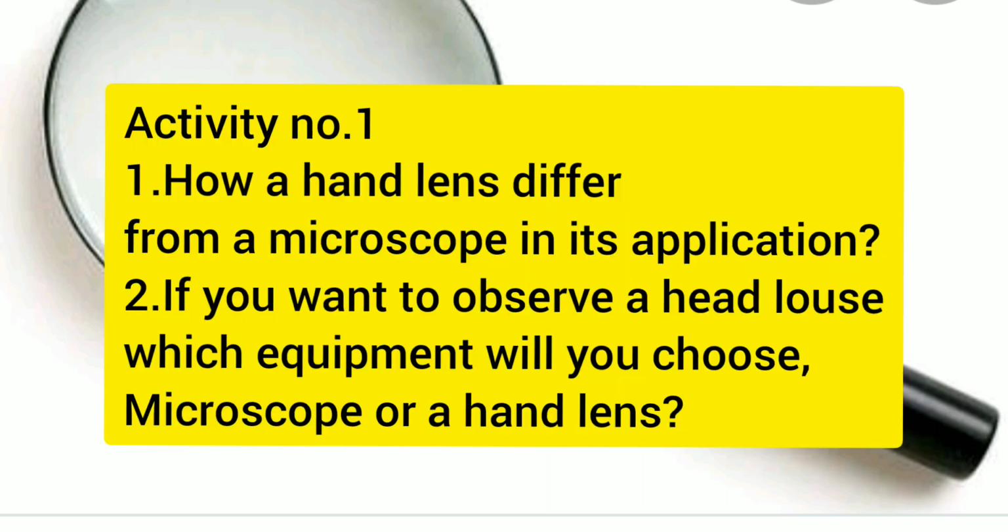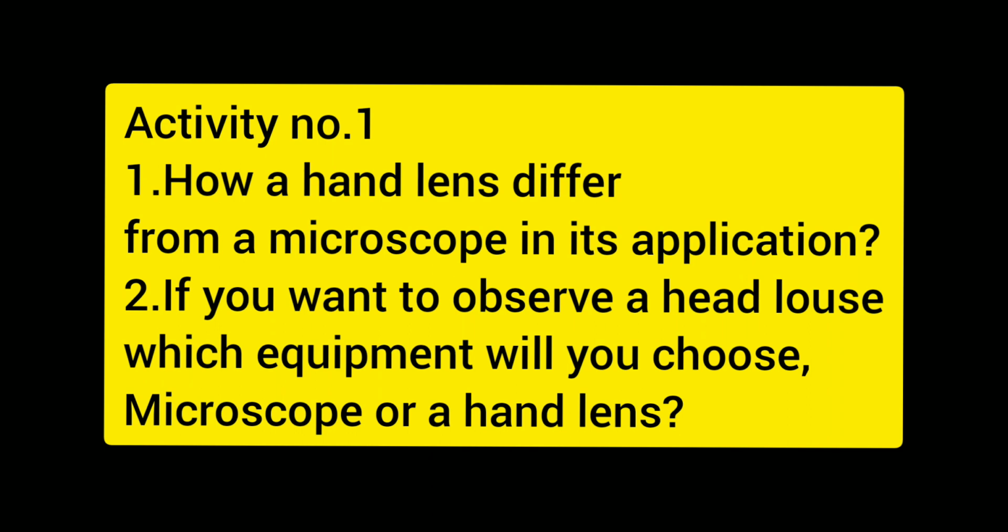So here comes our first activity. Activity number 1. How does a hand lens differ from a microscope in its application? Number 2. If you want to observe a head louse, which equipment will you choose? Microscope or a hand lens? Head louse means the pest which lives in our head. That is called a head louse.